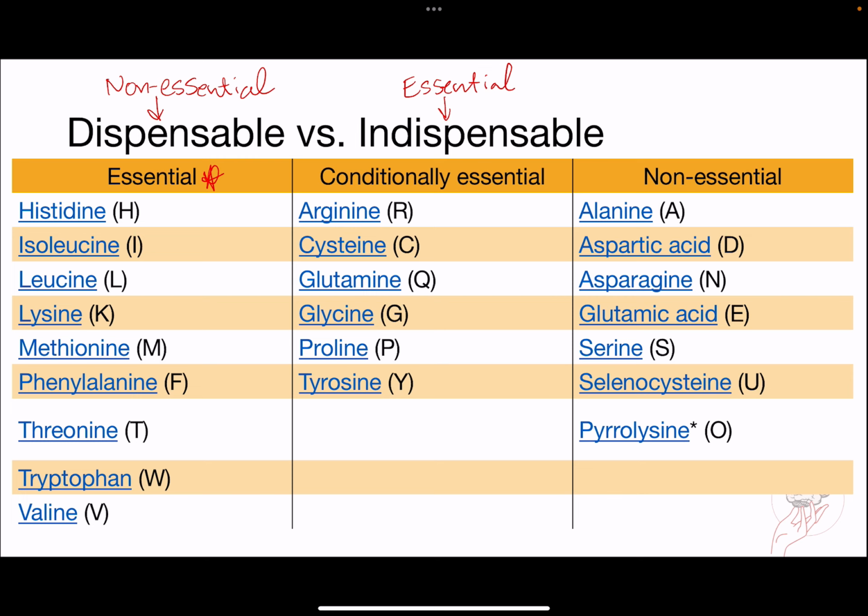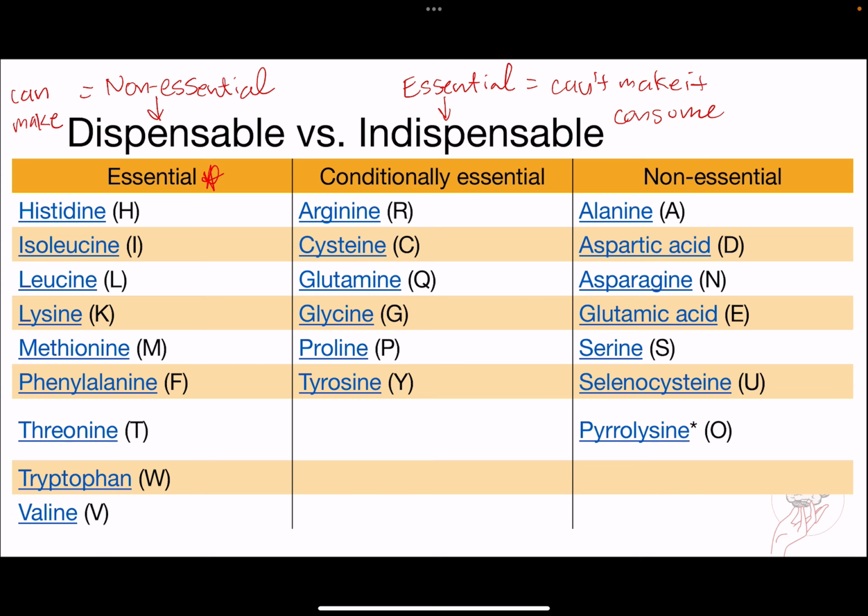The difference between these two is whether we can make them. If we can make the protein, it's non-essential. If it's essential, we can't make it, and we need to consume it. So hopefully these essentials look familiar.